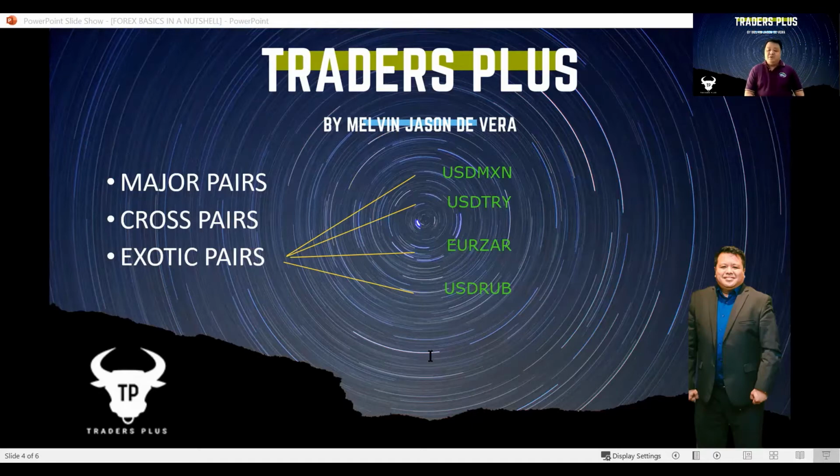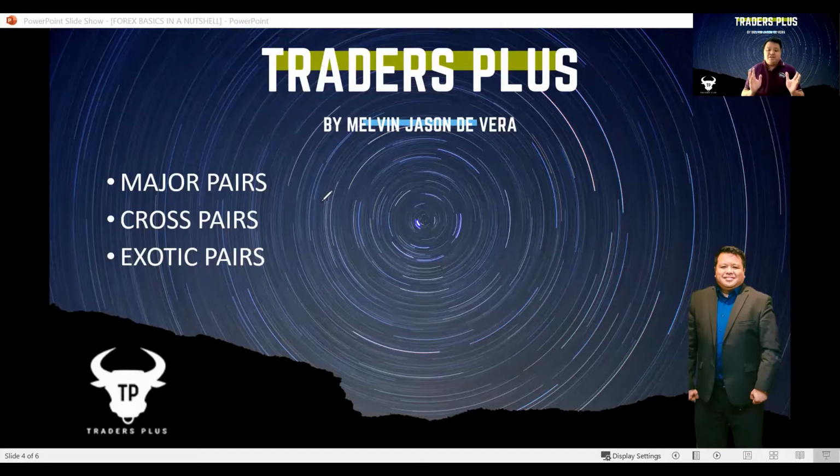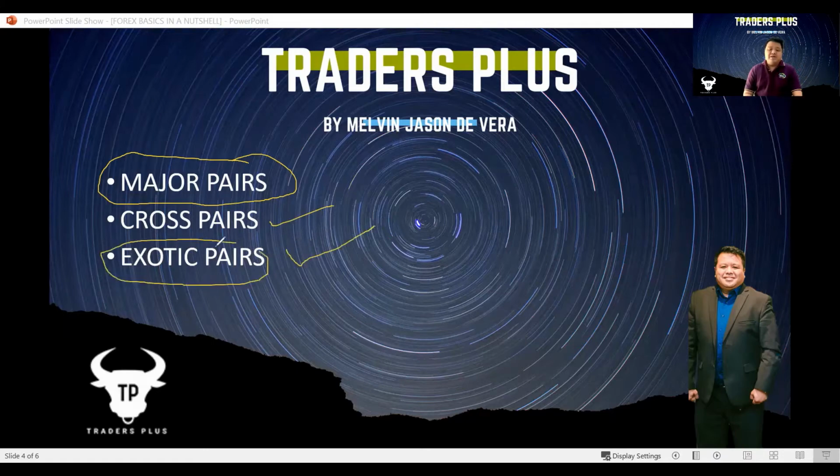Okay. Now, ito ang kategorya ng mga yan pagdating sa spread. Parang ano yan, low, medium, high. No? So, the major pairs has the lowest spreads as compared with the cross. So, cross are expected to have a higher spread, and exotic has the real high spreads. No? Talagang mataas ang spread ng mga exotic pairs.